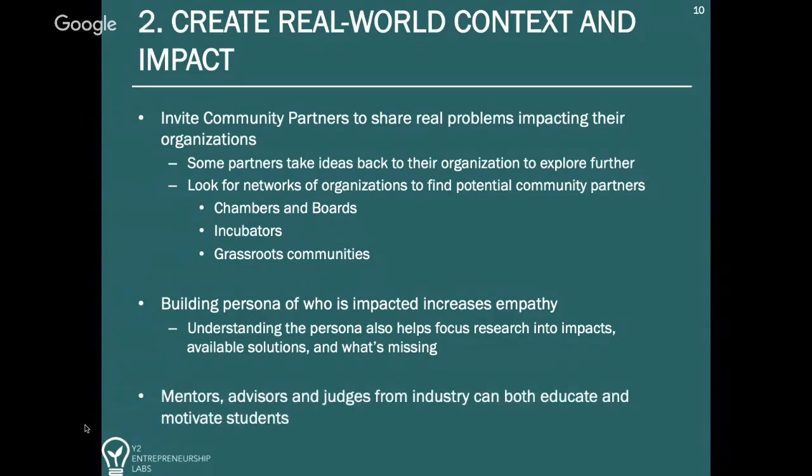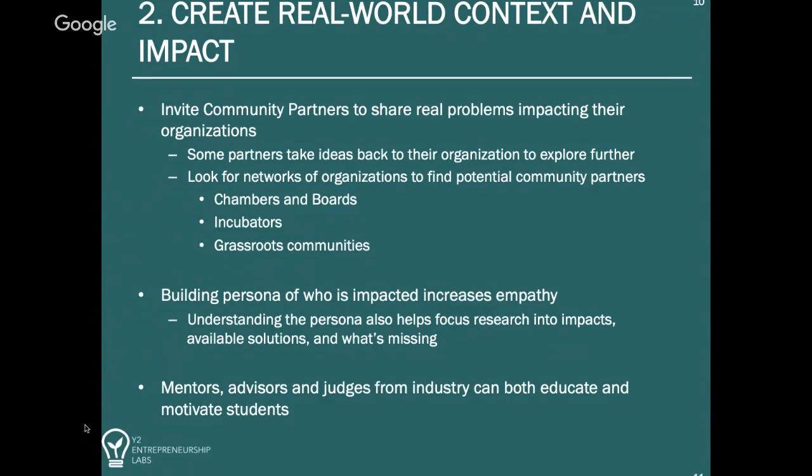And finally, if you do decide that you want to work with community volunteers, to act as mentors or advisors or judges or what have you, them sharing their experiences can provide additional real world context for students to understand life in industry or not-for-profit or whatever. So again, creating a real world context, I found has been very helpful and very engaging for students.